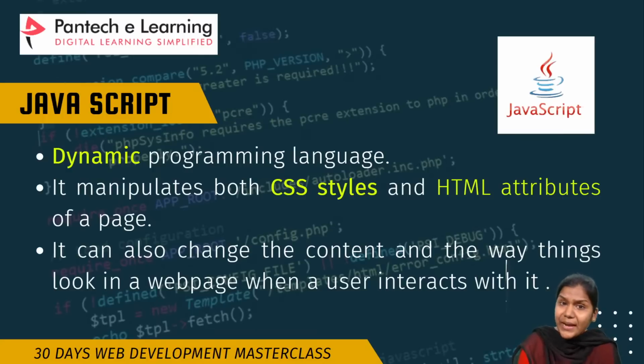Once again, in simple words, JavaScript is a dynamic programming language which is basically used for manipulation of the CSS file as well as HTML attributes of a web page. It can also change the content and the way things look on a web page. How does an image look, whether in 2D or 3D format, any format as per our customer's requirement, we change it. So it changes the content and the look when a user is interacting. It's a dynamic programming language.